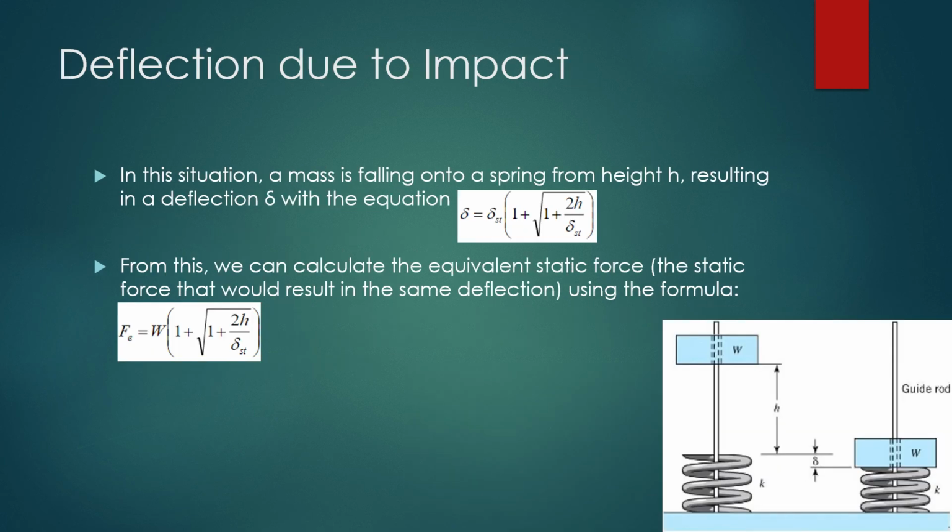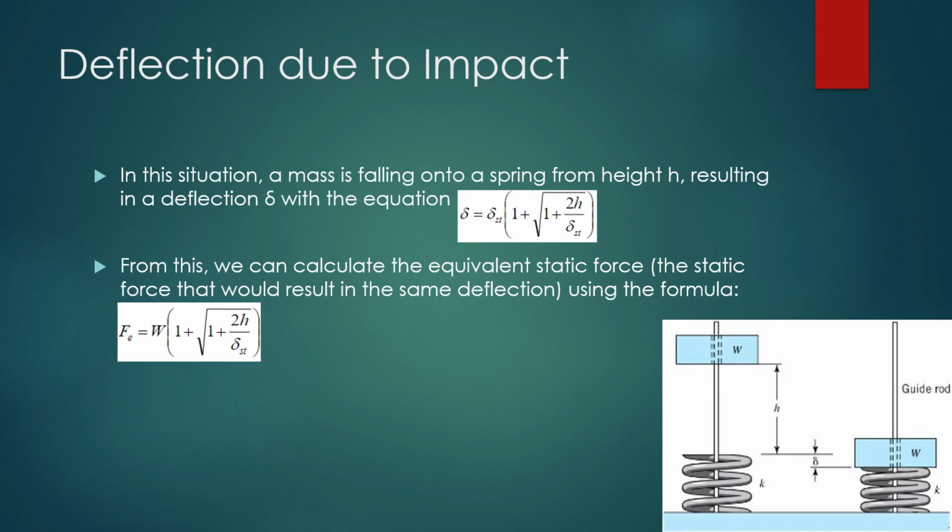Deflection due to impact. In this situation, a mass falling onto a spring from height h, resulting in a deflection of delta with the equation delta equals delta static, which is the deflection after the mass has come to rest on the spring, times parentheses 1 plus root 1 plus 2h over delta static.